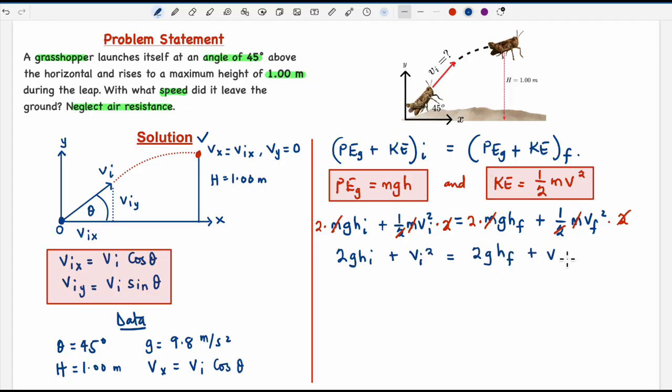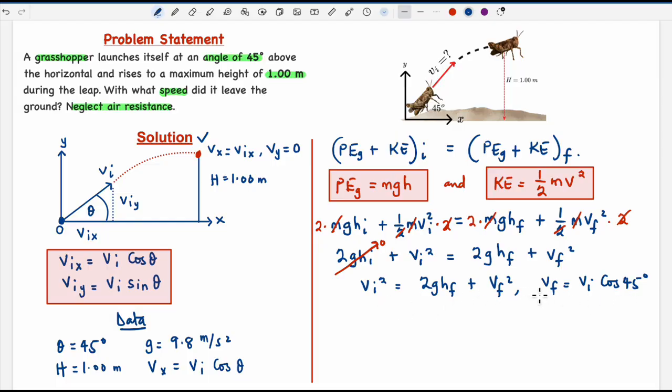2ghf plus vf squared. Now the initial height hi is 0, which clearly indicates that it started from the origin, so no height, and that term also goes to 0. Then we have further simplified the equation to vi squared equals 2ghf plus vf squared. But this vf, in this case, is the vx at the maximum height, that is the vx at 1.00 meters high. So that vf now becomes vi cosine of 45 degrees because theta is 45.